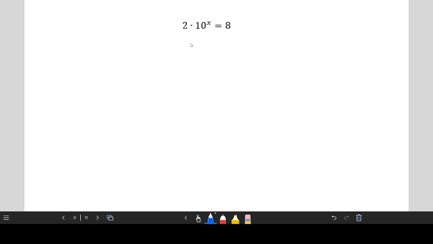All right, if the exponential part's not by itself, we need to get it by itself first so that then we can proceed with what we were just doing. Because, for example, here, the exponent of x is not on the 2. The 2 is not being raised to the x. 10 is being raised to the x, and then that result is being multiplied by 2. So to undo that multiplication, we can just divide by 2, and then we'll have the 10 to the x by itself.